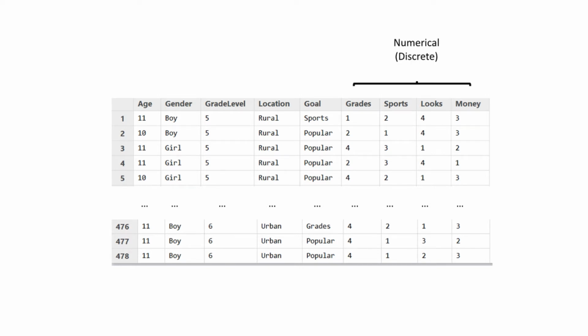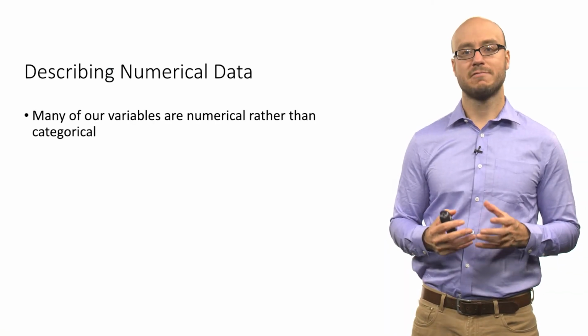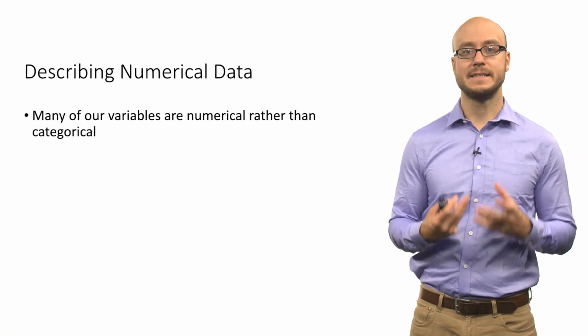And then these last 4 variables, which encode the information about ranking these different attributes and what makes a student popular, are numerical variables, but they are discrete numerical variables, meaning they are non-negative counting numbers. So how do we describe this numerical data in this data set?